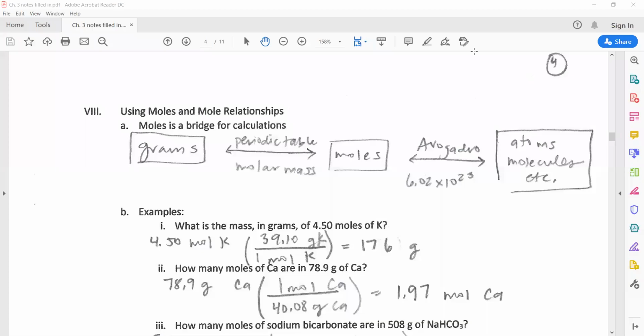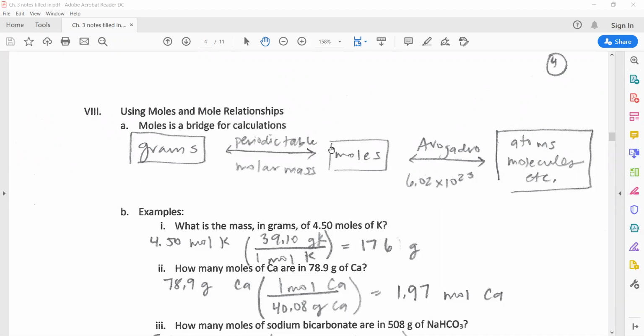Here's video 3 for chapter 3. So we left off last time talking about how moles is kind of this middleman. It can let us get from grams all the way to number of atoms or molecules, so that if you have a sample on a scale, you can then calculate how many atoms or molecules are in that sample.